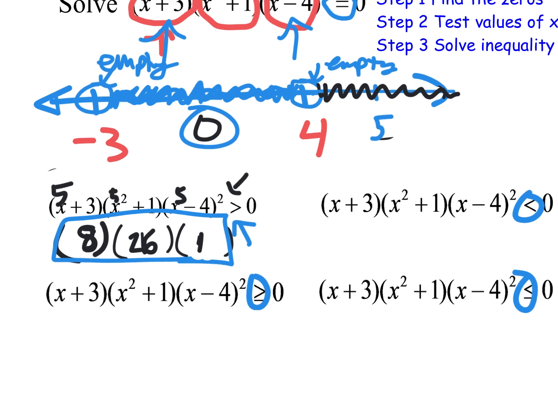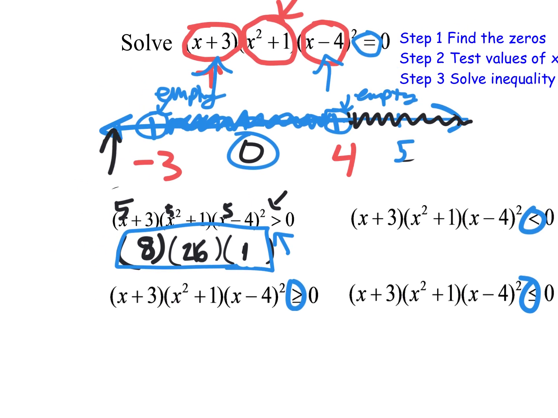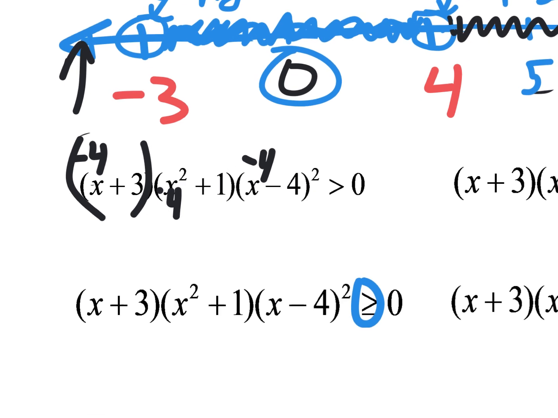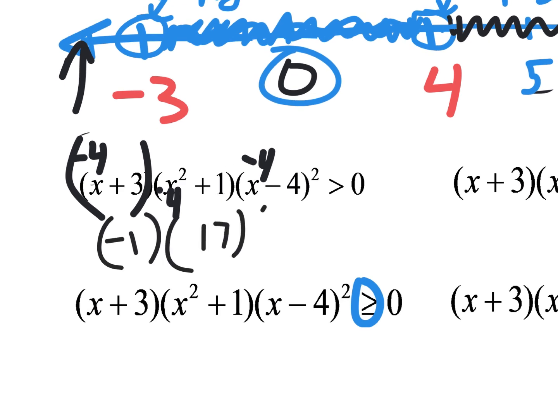Does it work everywhere? I would bet it's not going to work here, but I'm going to find out. I'm going to put in -4. Sophia, your chance to help me out. If I put in -4 for all my x's, -4, -4, -4, what do I get here? Good. What do I get here? Nice. What do I get here? Careful with the squared.